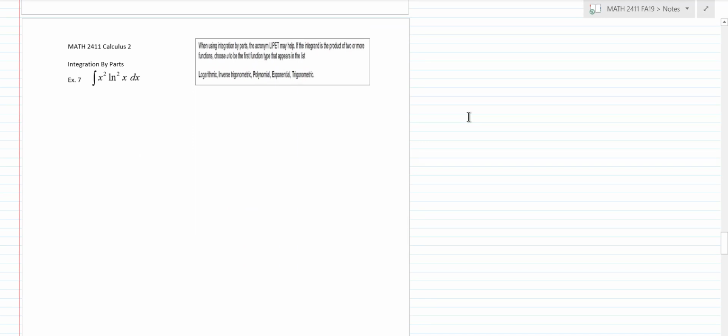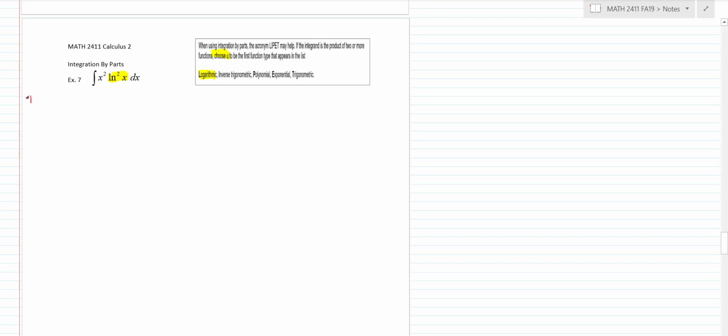I'll do another one where we do parts twice. And this one kind of works out a little bit differently. And again, if you want to use this LIPET diagram on here, this kind of tells you the highest priority for u. So you choose u, the highest priority is a logarithm. So that would be your u right there, according to this diagram.